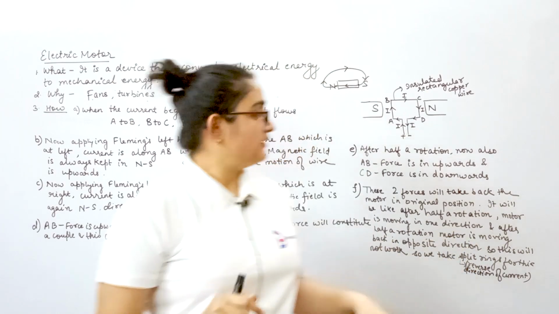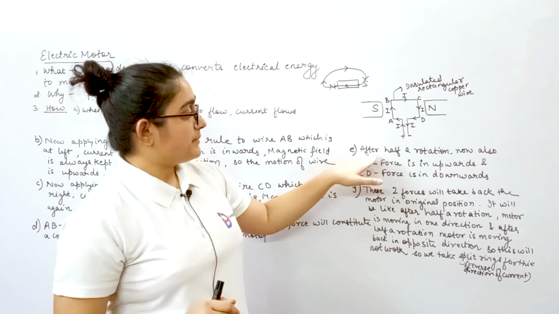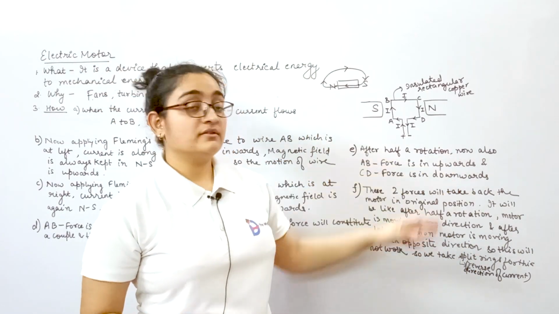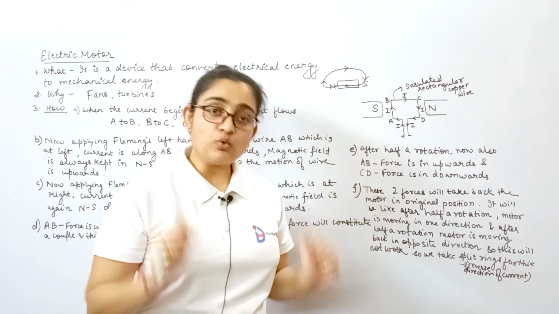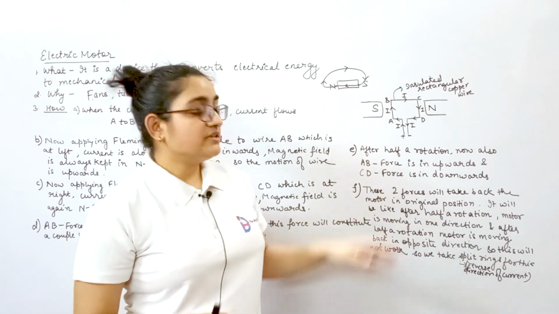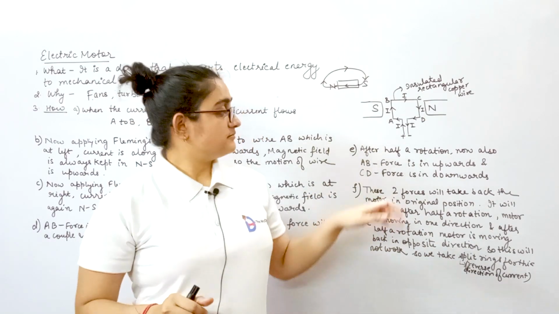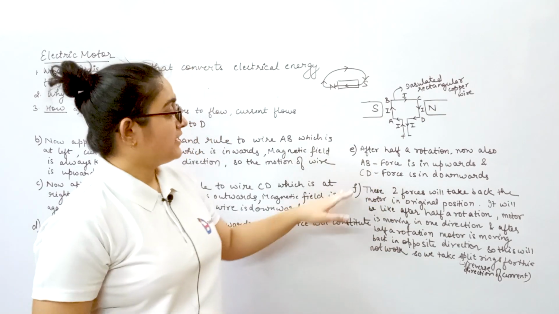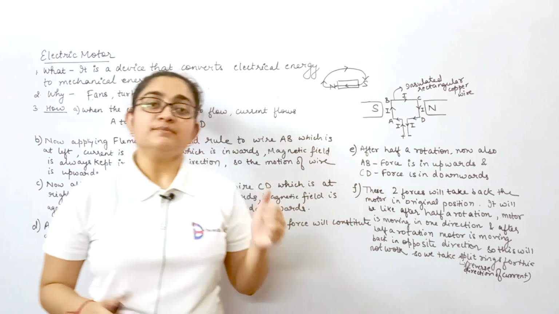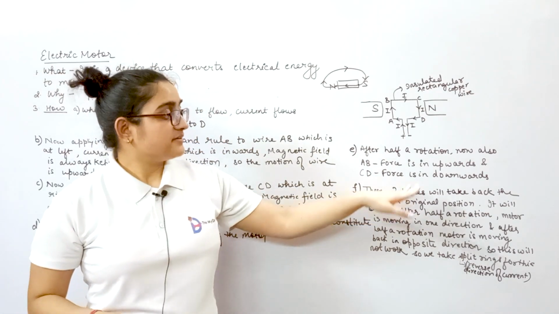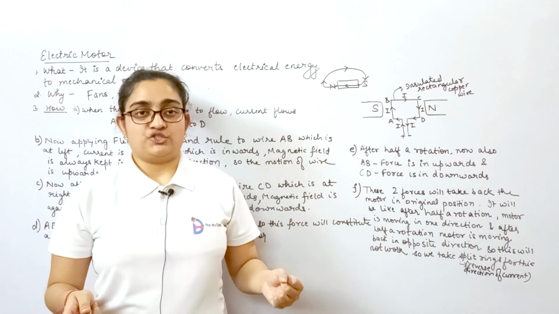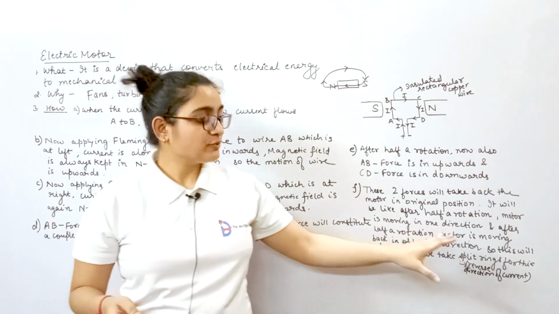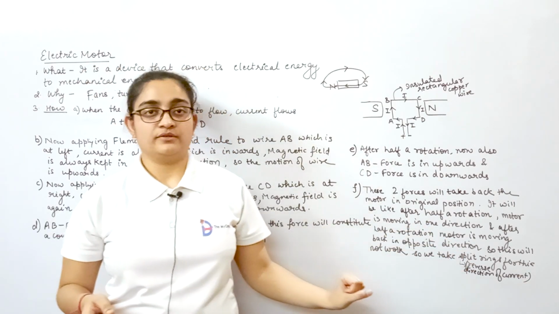Concept is clear? See, actually here what happens? After half a rotation, in case of AB the force is upwards and in CD the force is downwards, and these two forces will take the motor back to the original position. That's why the concept of split rings came into account.